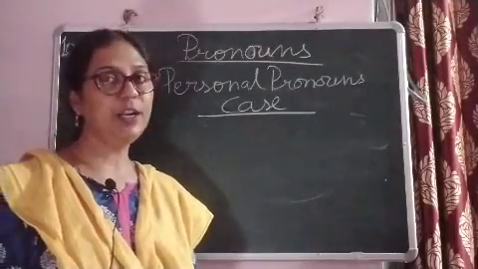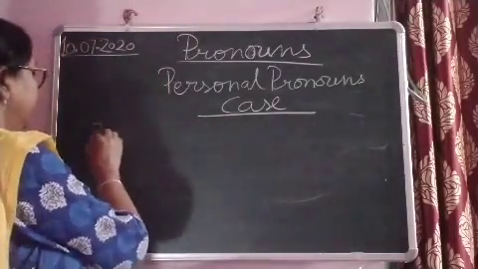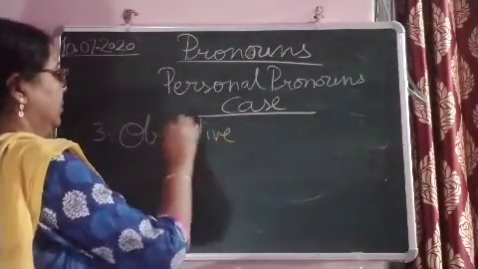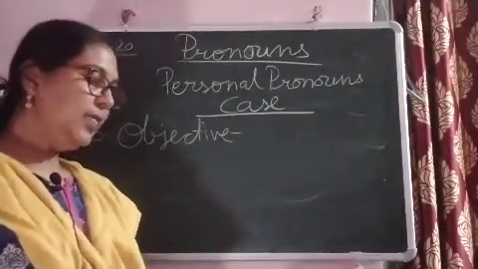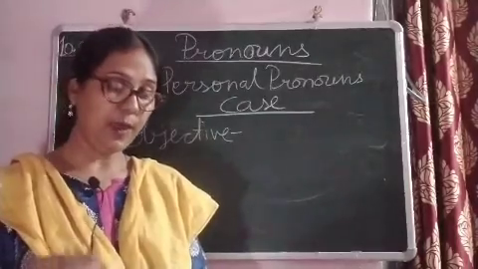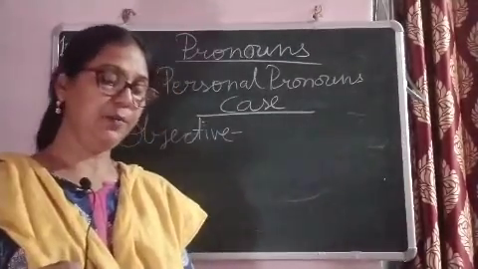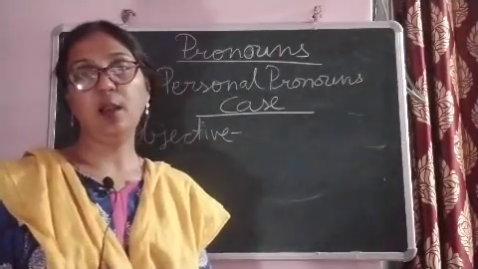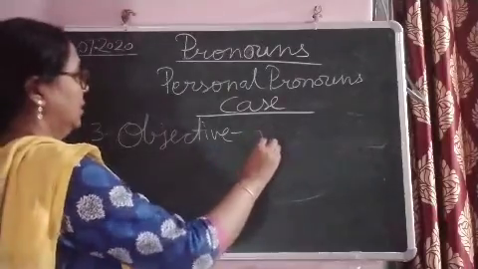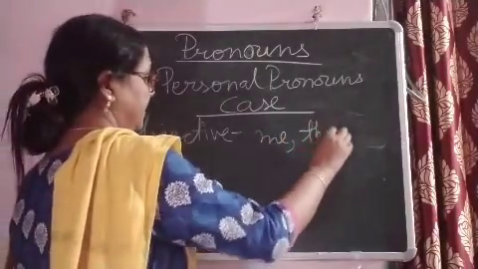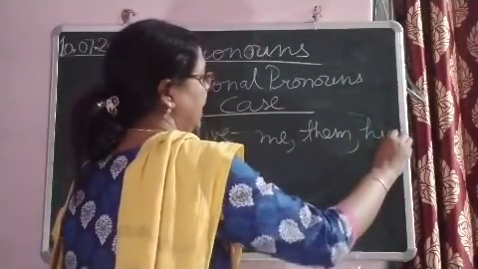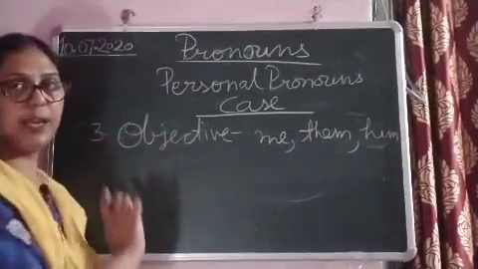Now let's move to the third. Third is objective case. When the pronoun is the object of the sentence, that is called objective case. For example, me, them, him. These are examples of objective case.